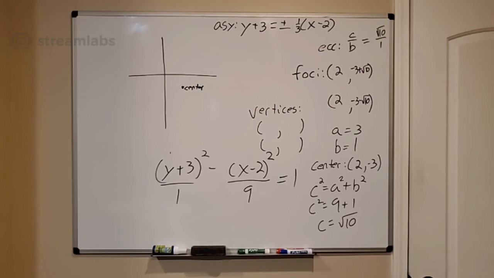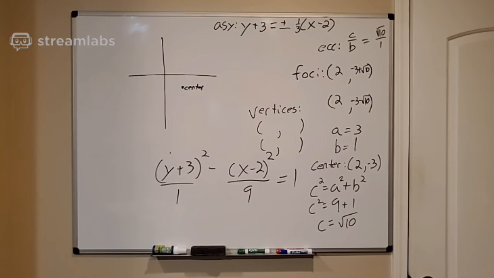How did we find our vertices on an ellipse? Didn't we see H and then K plus or minus C, or H plus or minus C, K? That is for the foci. Oh. So remember, the vertices are going to use your A or B value. So we'll use A or B in this case.